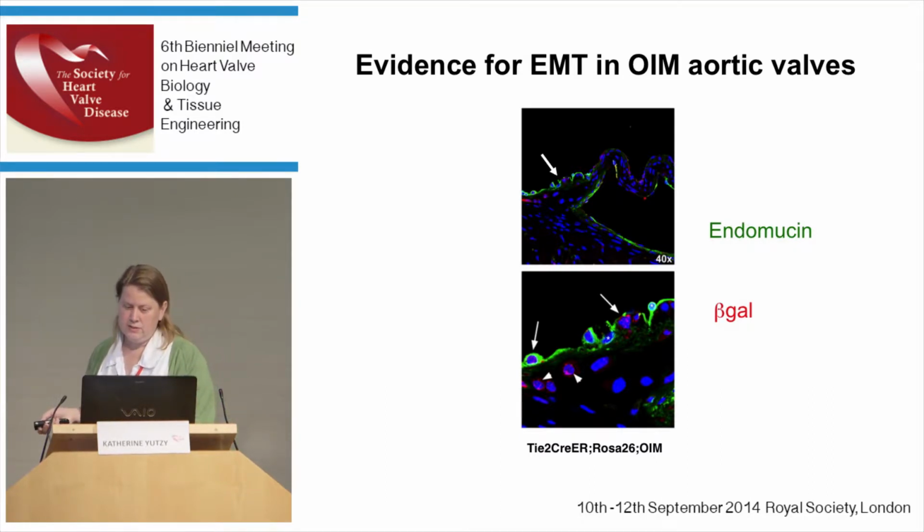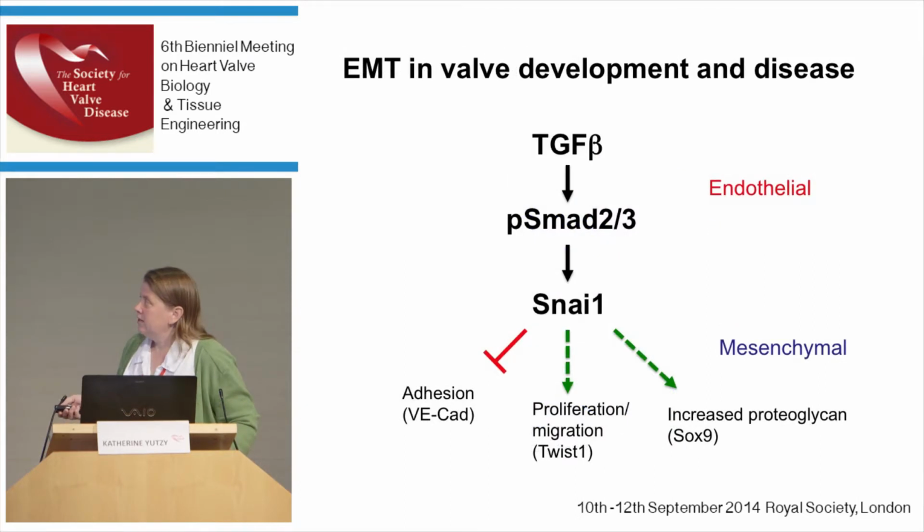And again, we think that this is pretty good evidence that there's EMT going on in these diseased valves. So to go back to development, we know that all of these players seem to be active in the adult valves. And again, this model is based on what we know is going on in endocardial cushions, but we think the same regulatory hierarchies are involved in the diseased valves. And again, this may be involved in shutting down adhesion, which is necessary for those cells to delaminate and migrate in, also involved in migration.